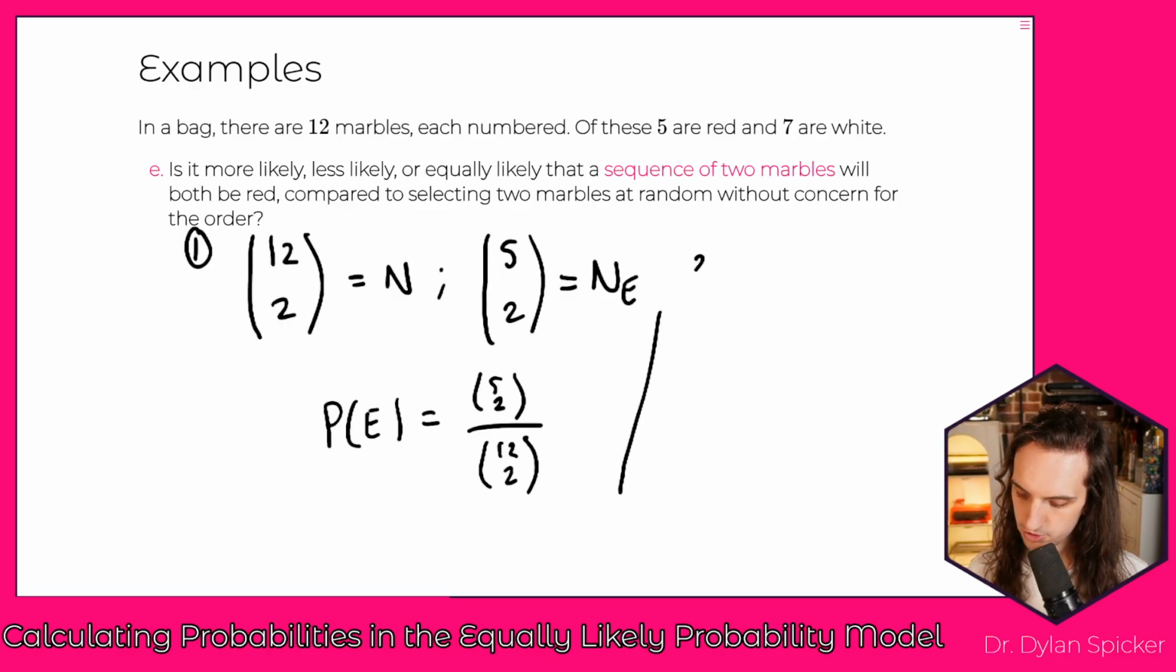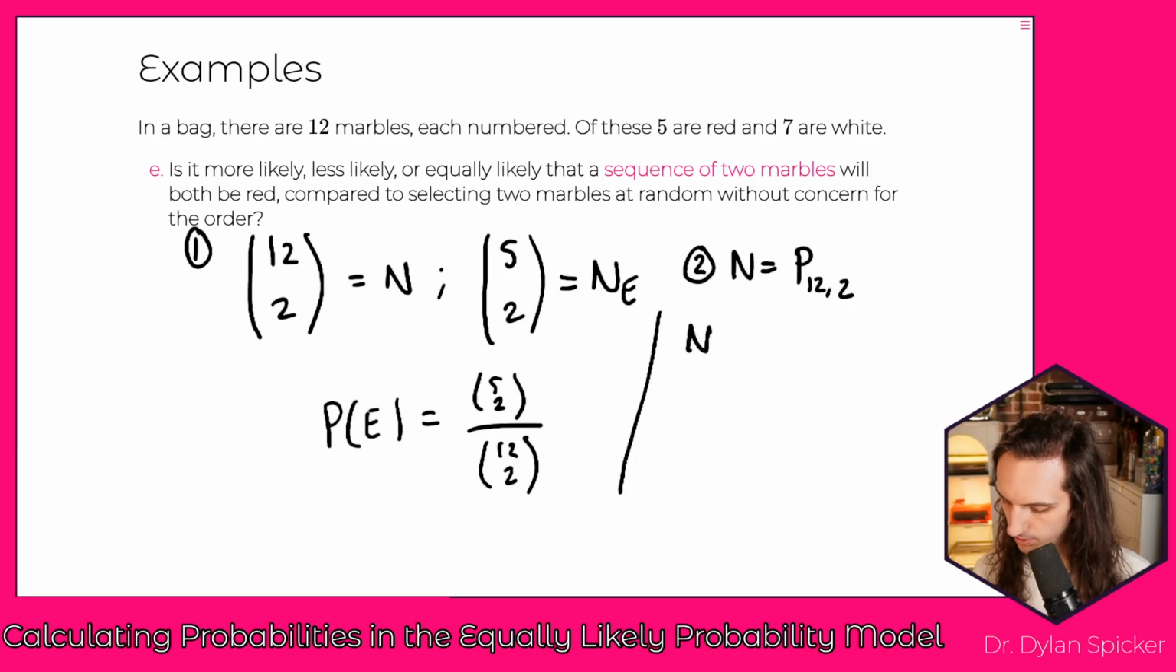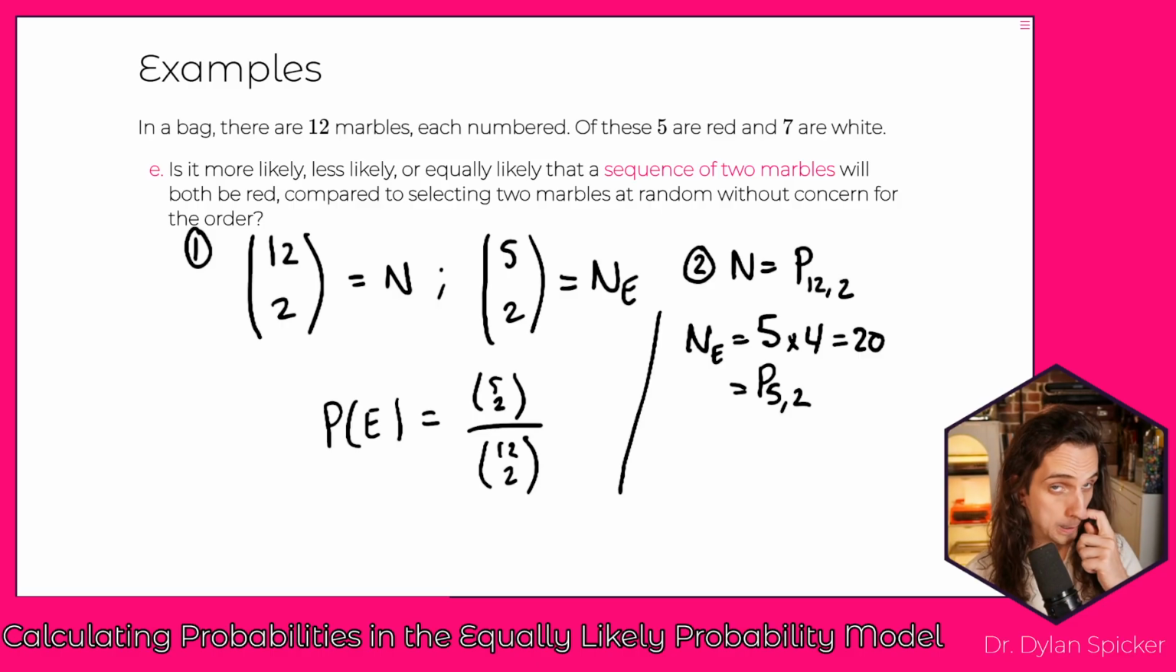The second approach is going to be where we consider this in sequence. And here n we know to be the permutations of 12 and 2, right? And then what about NE? Well, there are going to be 2 ways you could think about that. The first is going to be that there are 5 red marbles on your first draw and 4 on your second draw, which gives you your 20. You could also write this out as the permutations of 5 and 2, right?